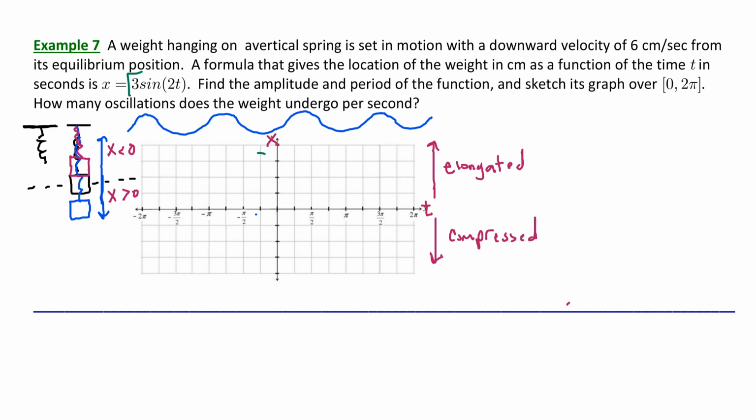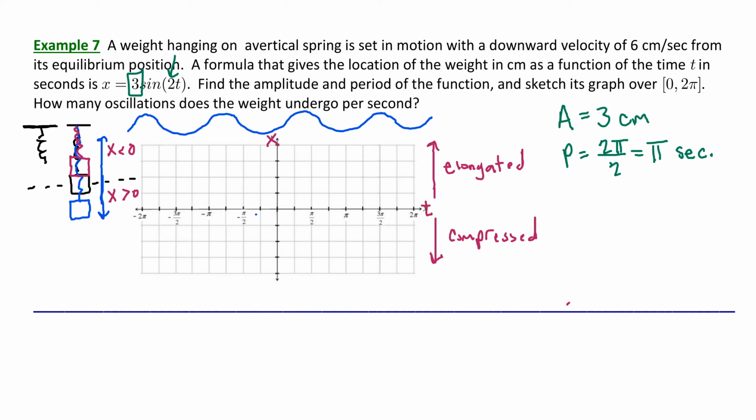So because this function has a coefficient of 3, the amplitude is 3 centimeters. And because we have a coefficient on the argument, the period is going to be the original period 2 pi divided by the coefficient 2 to get pi. So in pi seconds, that is about 3.14 seconds, this mass will oscillate through one fundamental cycle.